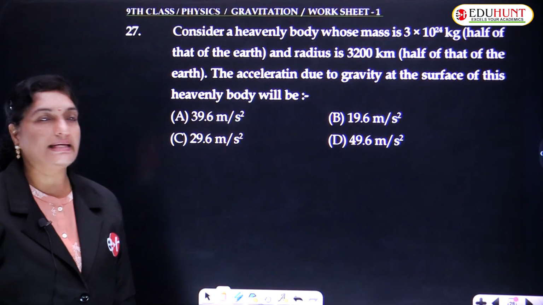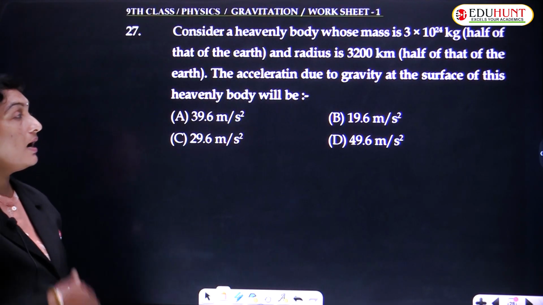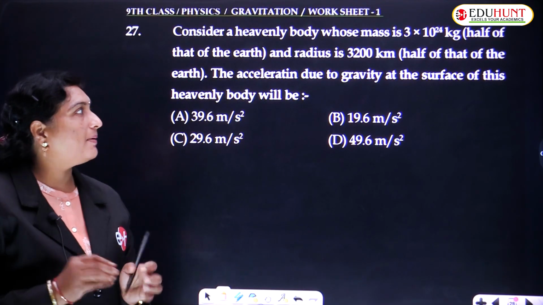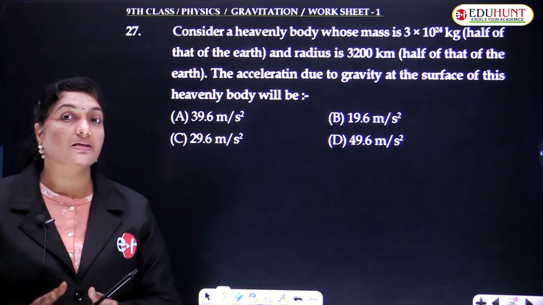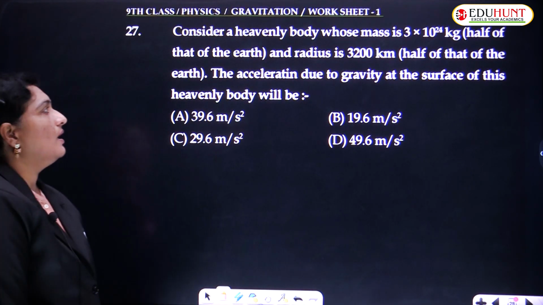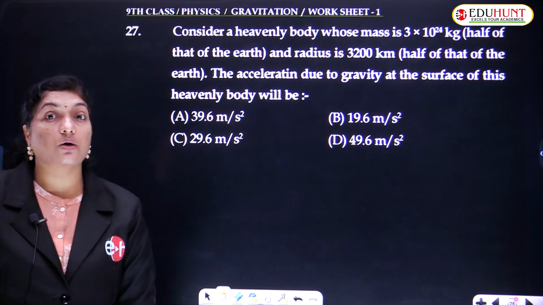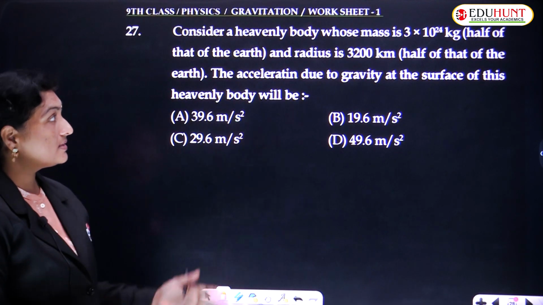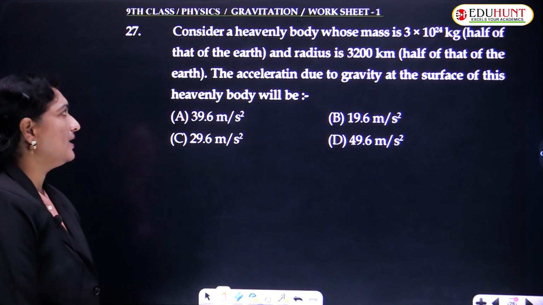Question number 27. Consider a heavenly body whose mass is 3 into 10 power 24 kg. What is the mass given? 3 into 10 power 24 kg. Half of that of the earth, and radius is 3,200 kilometers. That is half of the earth. Radius is also half, mass is also half of the earth.